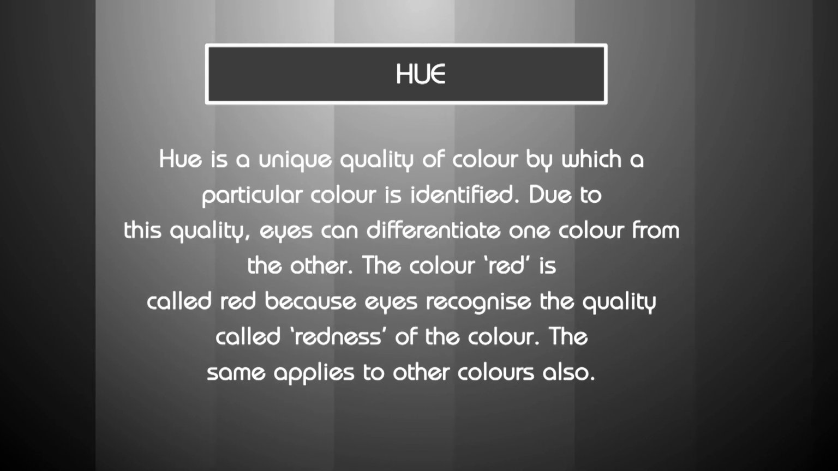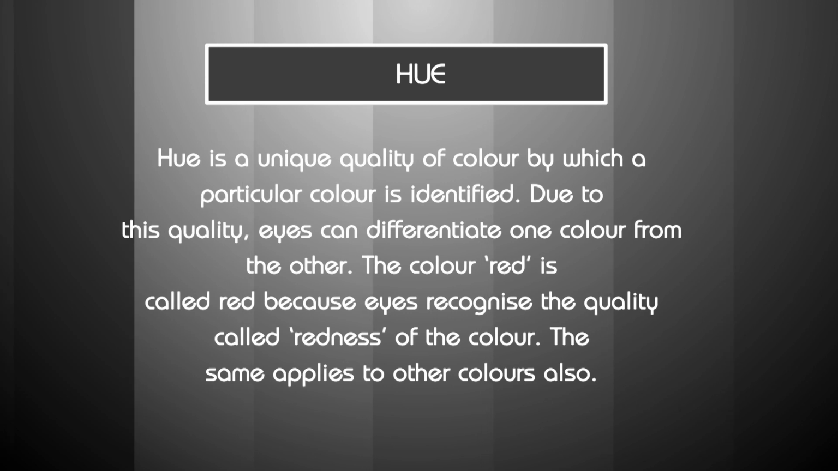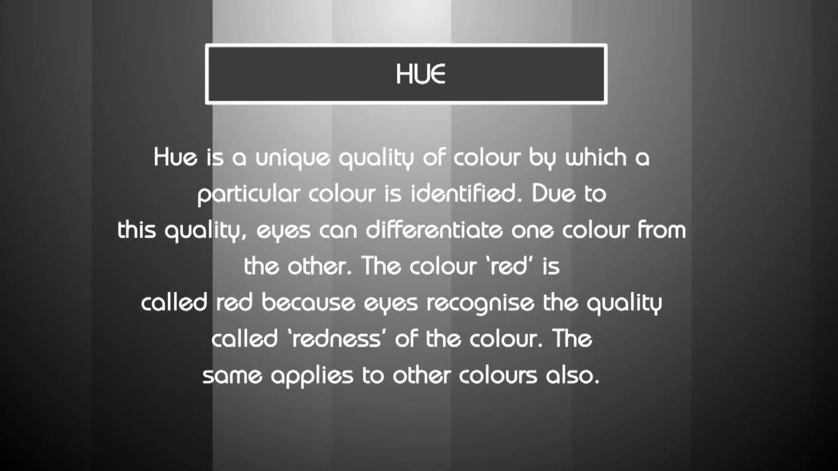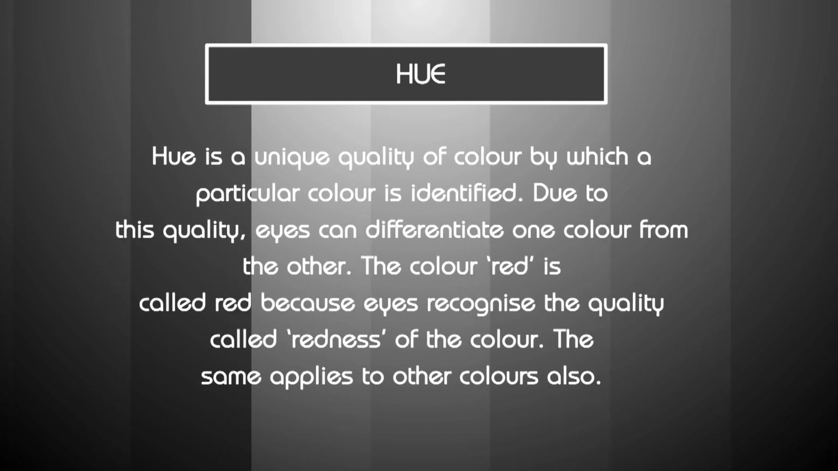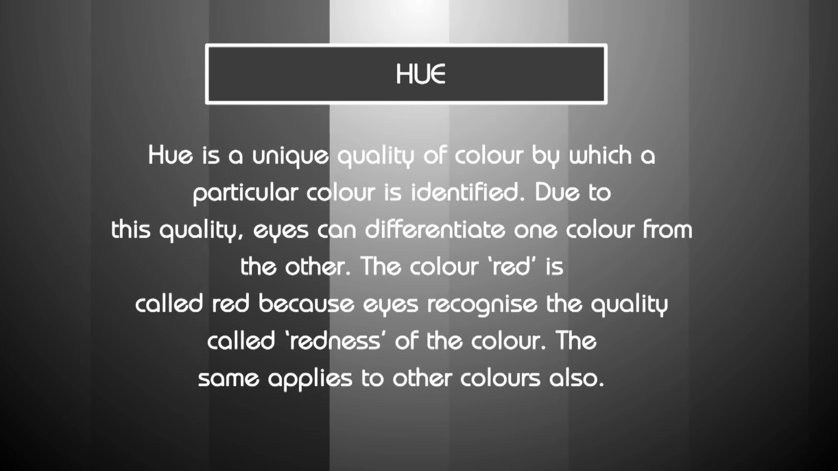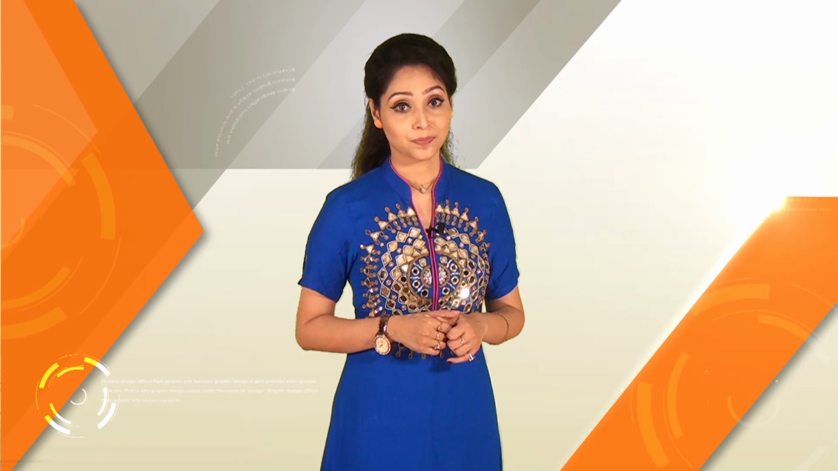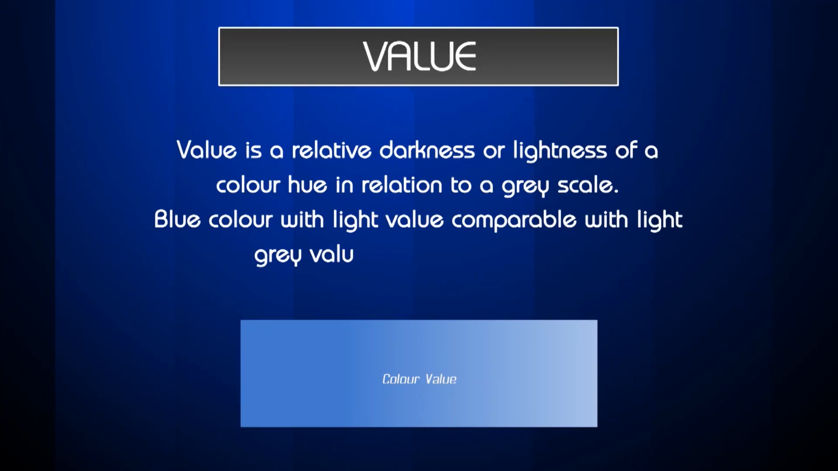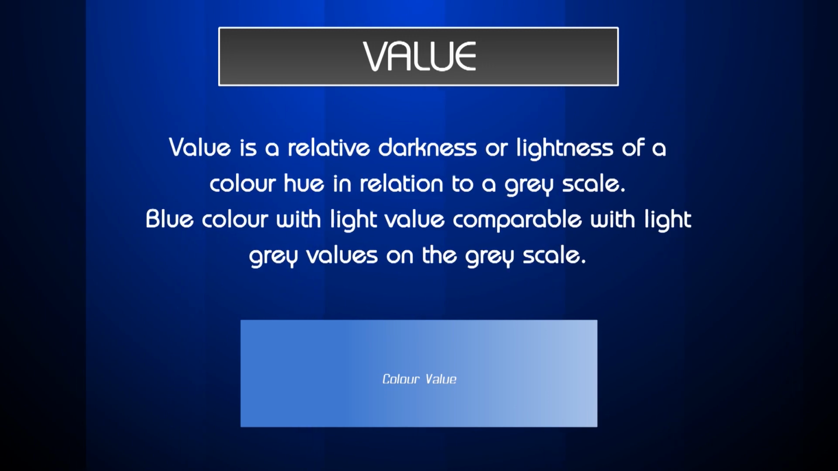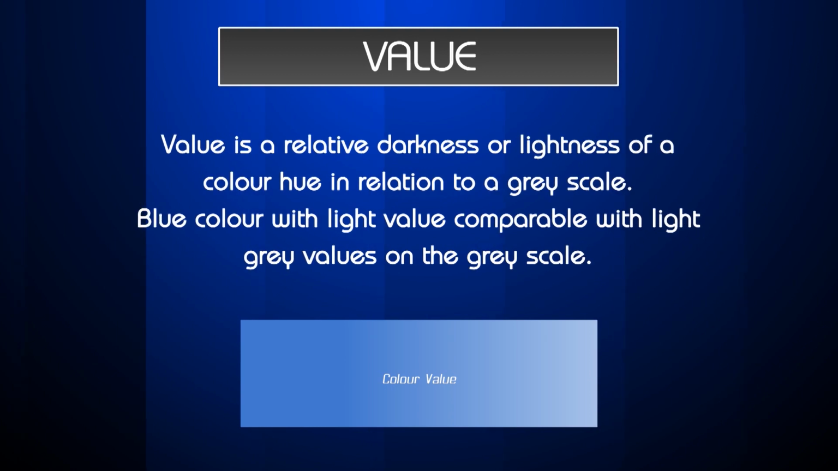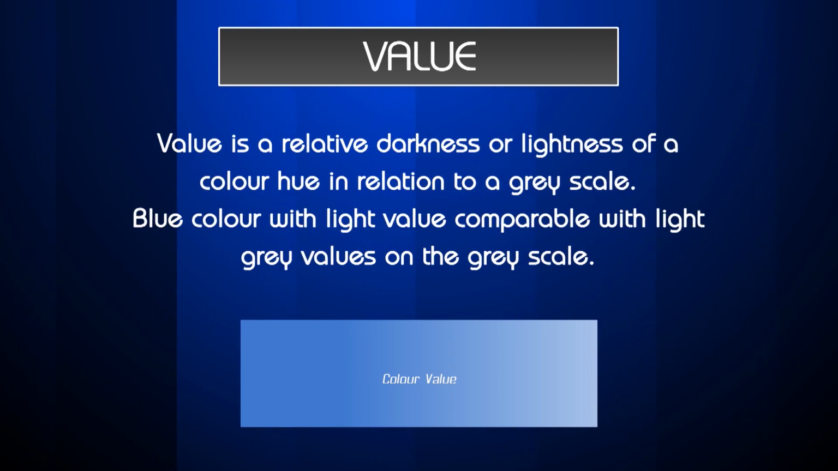Hue is a unique quality of color by which a particular color is identified. Due to this quality, eyes can differentiate one color from the other. The color red is called red because eyes recognize the quality called redness of the color. The same applies to other colors too. Value. Value is a relative darkness or lightness of a color hue in relation to a grayscale. Blue color with light value is comparable with light grey values on the grayscale.